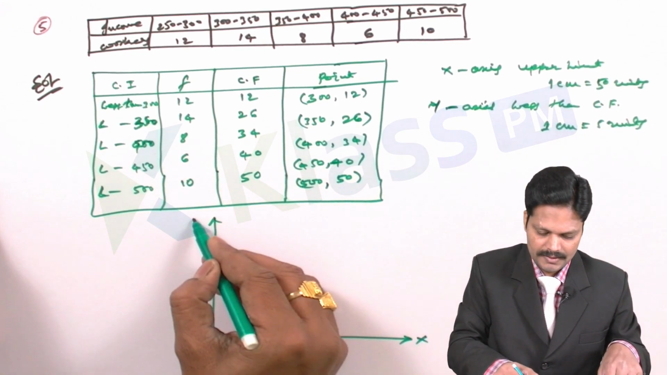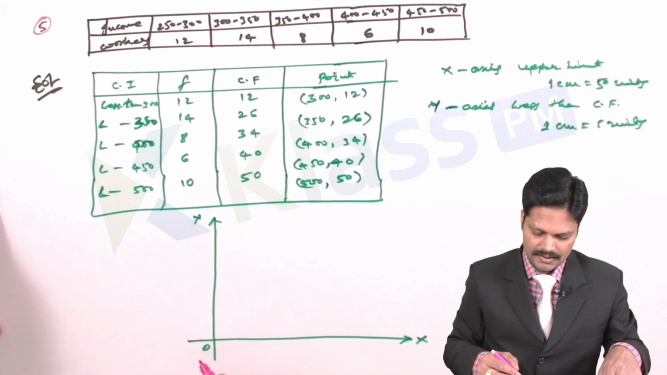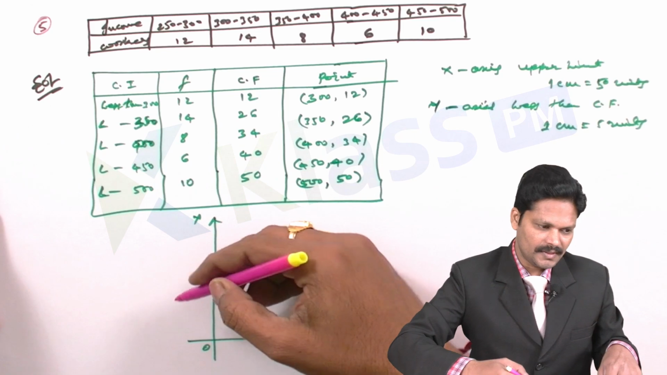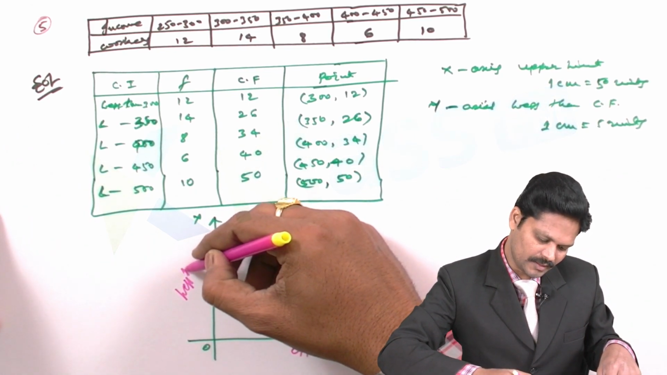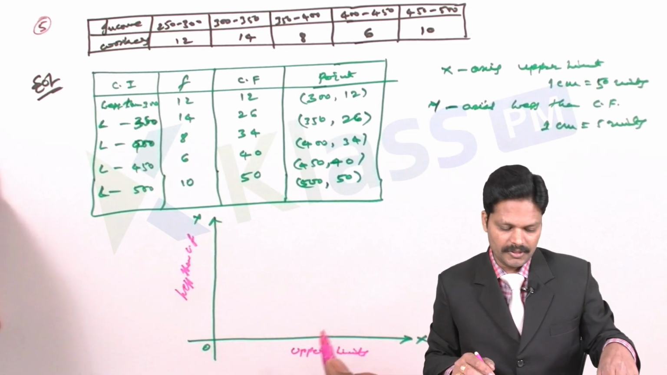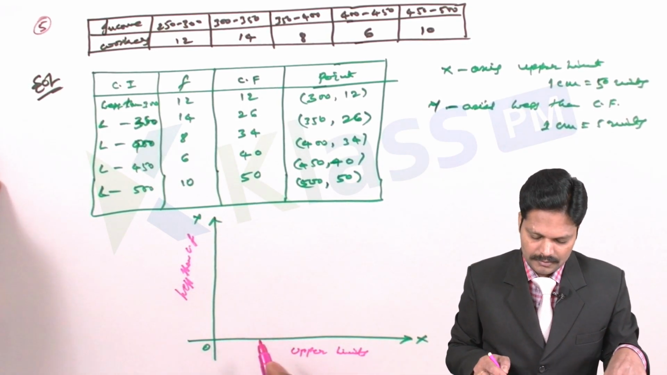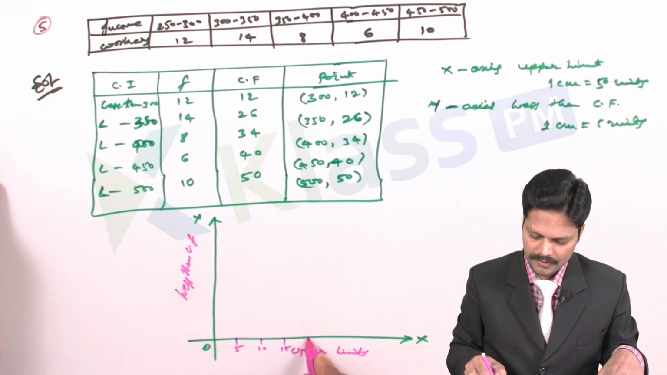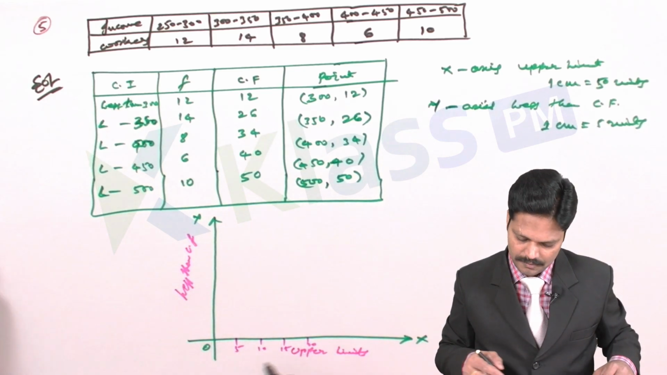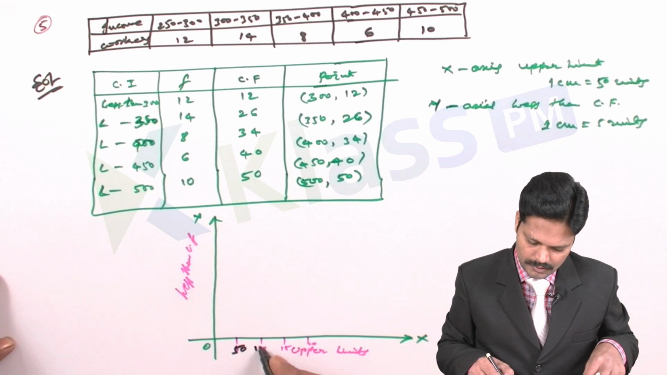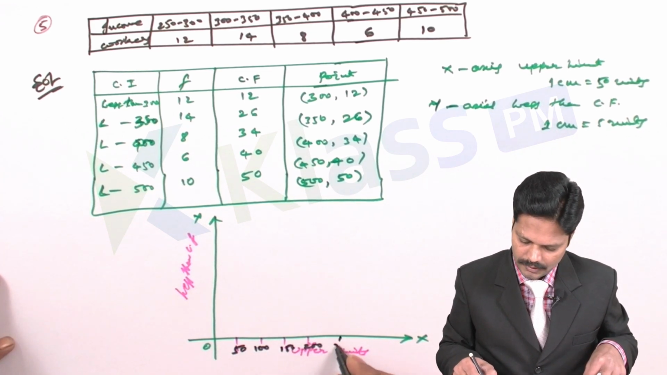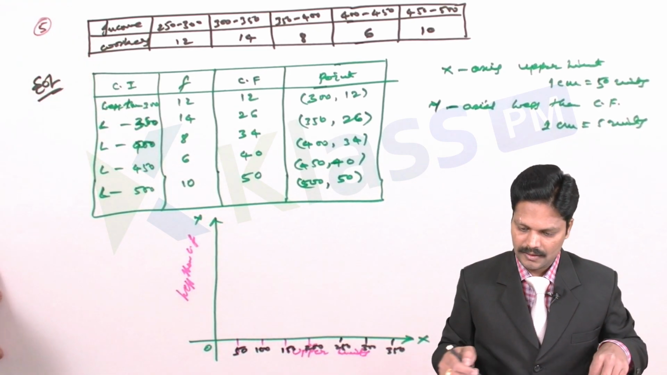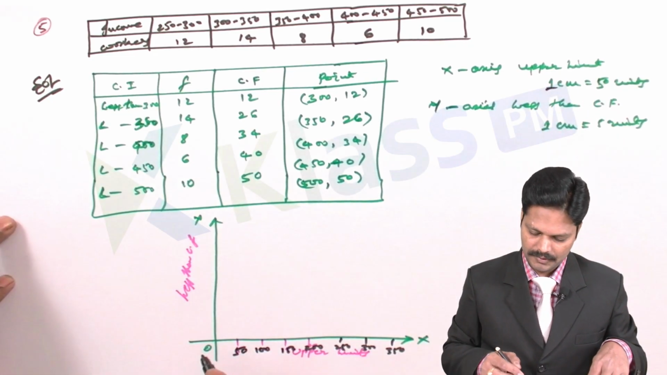So everyone knows this is the x-axis and this is the y-axis. On the x and y axes we need to take the upper limits, and always the less than cumulative frequencies, the upper cumulative frequencies. On the y-axis each time we take 5 units: 5, 10, 15, 20. For our convenience it is better. On the x-axis we are having 50, 100, 150, 200, 250, 300, 350. So for the x values we are taking 50 units.